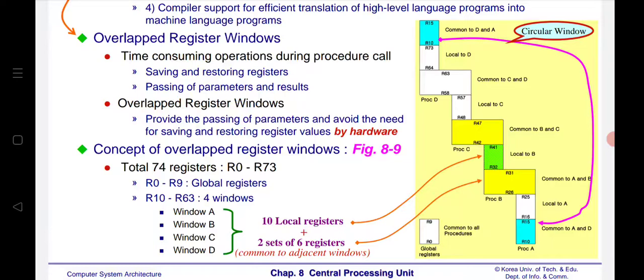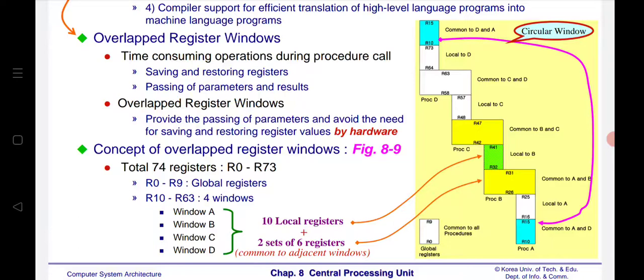The time-consuming operations during a procedure call are saving and restoring the registers and passing the parameters and results, so that will be very time consuming. Overlapped register windows provide the passage of parameters and avoid the need for saving and restoring the register values by hardware. Okay, so that is going to avoid the time. The time consumption will be avoided by using this overlapped register window.